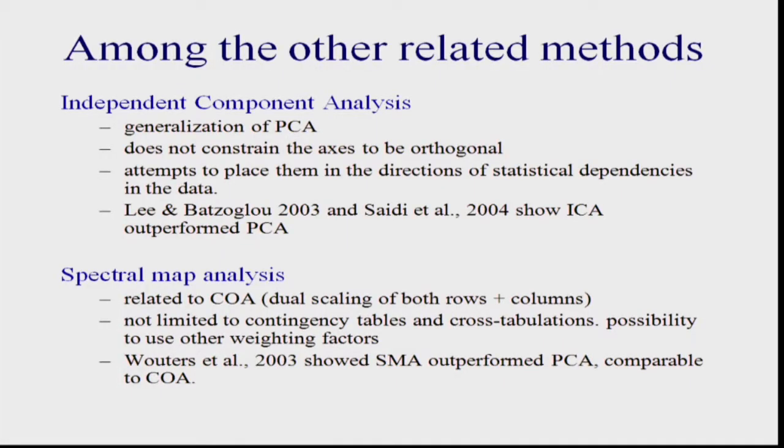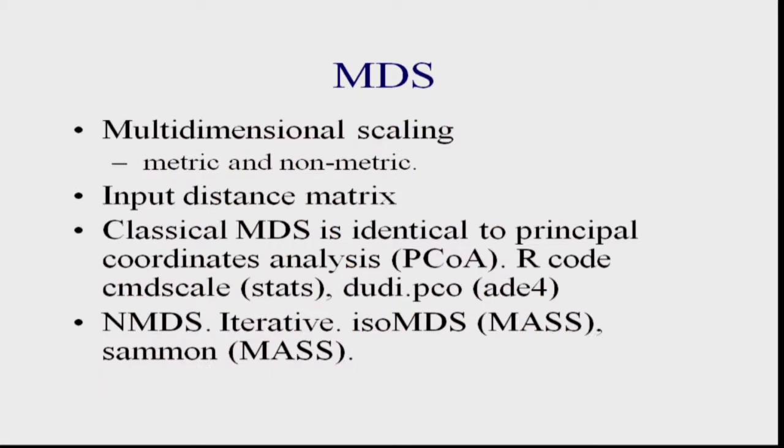But because of that, the first axis isn't necessarily representing the most variance. I've got a plot of that which I will describe in a second. Spectral map analysis, there's a whole load of these spectral type names of different types of analysis, and these tend to be related to correspondence analysis. And I have some different citations in the back of this talk which describe these.